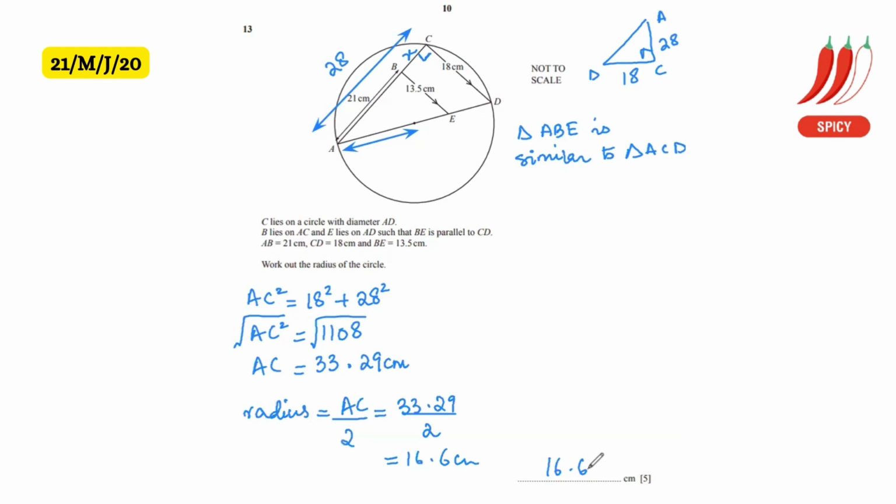So as you can see, in this question, we applied 3 different concepts. Firstly, we began with similar shapes. Then we used circle theorems. And lastly, Pythagoras to find the radius of the circle.